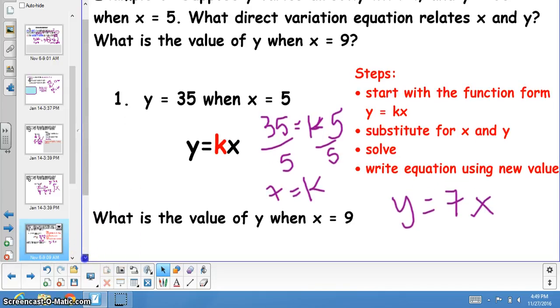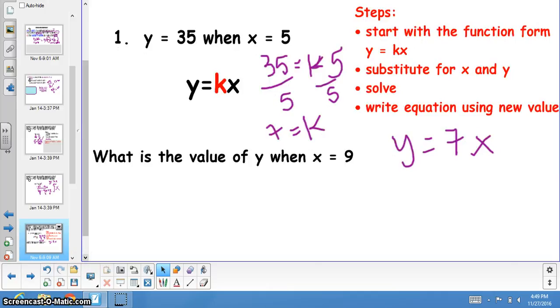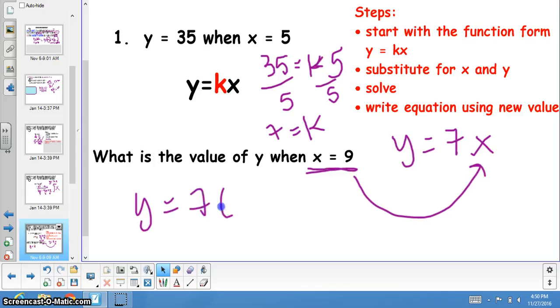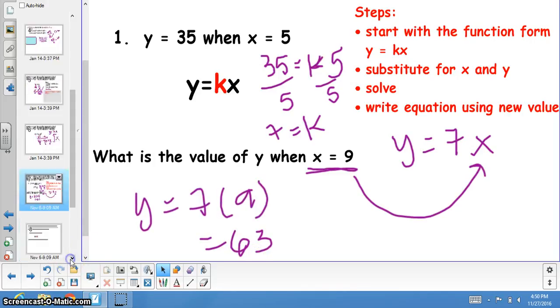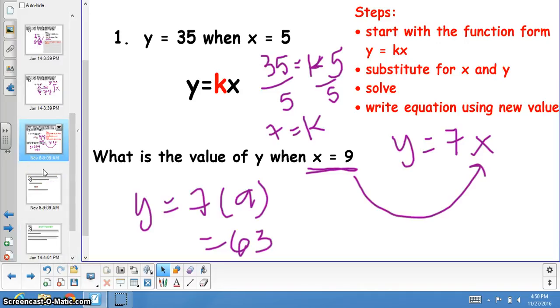And then it says, what is the value of y when x is 9? What am I going to do? I know x is 9. I'm going to substitute it into my new equation. Y equals 7 times 9, which is 63. And that is my value. We're keeping this very, very simple.